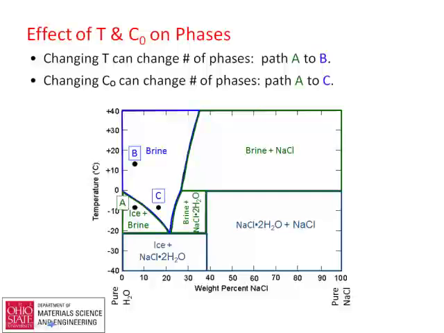So what we can do is we can see that temperature and composition both change the number of phases present. Here, I can sit at point A, a salty glass of ice water, ice plus brine. I can go from this two-phase region, add heat energy to it, and that takes me to a single-phase region.